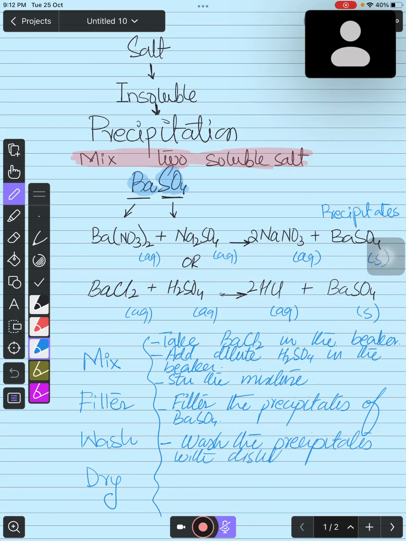Once you wash them, you can dry them in oven, right? Because they are insoluble ones, so their melting and boiling point will definitely be high, right? So you can dry them in oven. Wash the precipitates with distilled water and then dry them in oven, right? We know that we need to evaporate water or moisture content from there, definitely. So we need to heat the crystal accordingly.